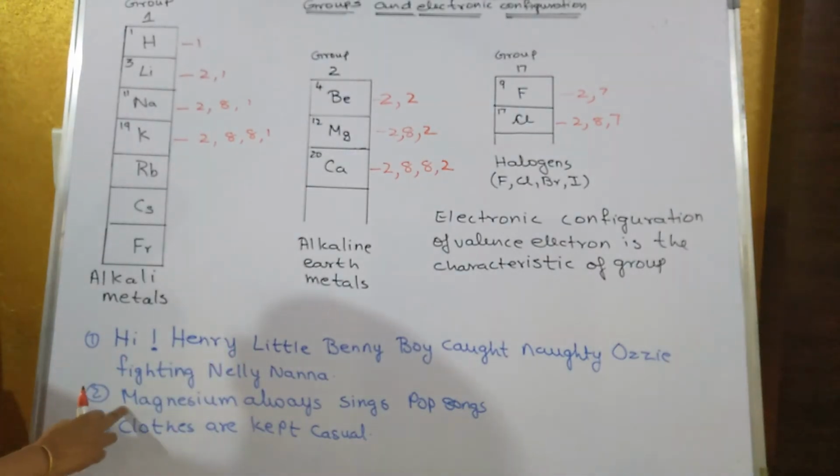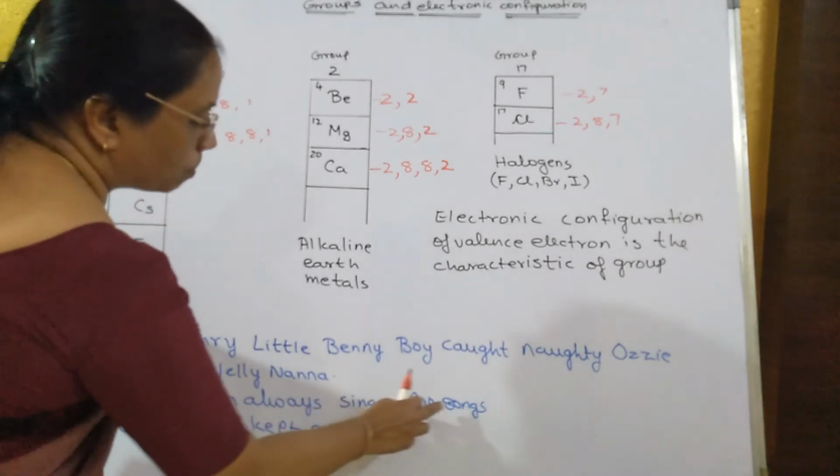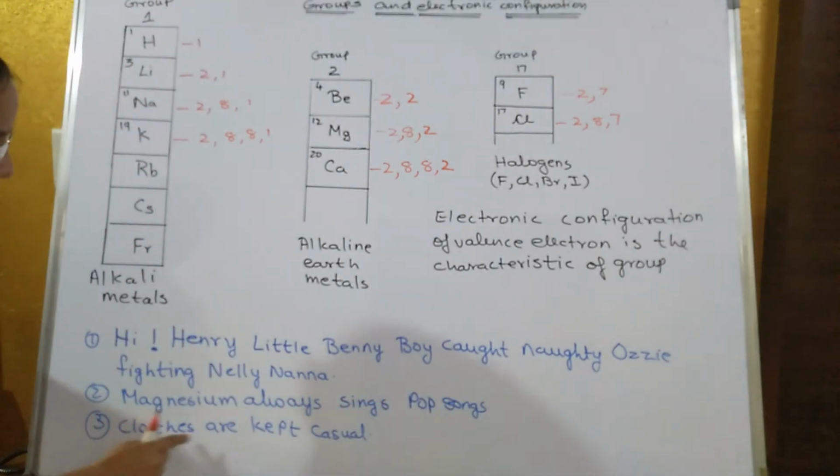The next one is: Magnesium always sings pop songs. The next one is: Clothes are kept casual.